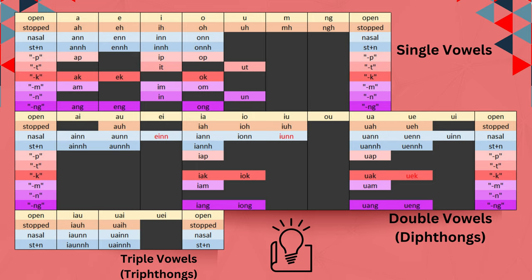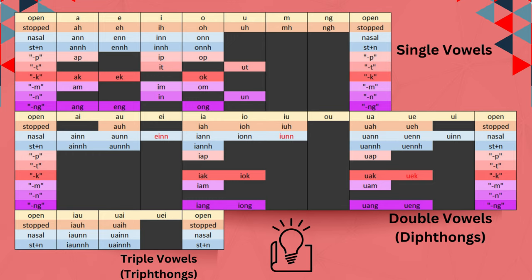Starting with open finals, we have a, e, I, o, u, m, and ng. All of these can combine with the final glottal stop, represented with the letter H. A, e, I, o, u, m, ng. Some of these can become nasal, represented with the double N. A, e, I, o. These nasal forms can also be combined with a final glottal stop. Remember again that the vowel u does not have a nasal form. The syllabic consonants do not have nasal and non-nasal distinction.